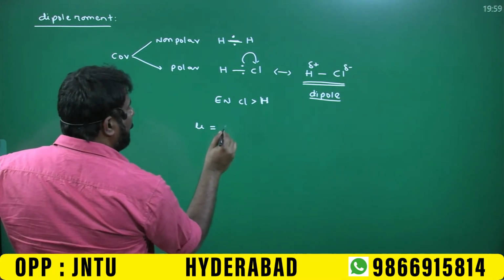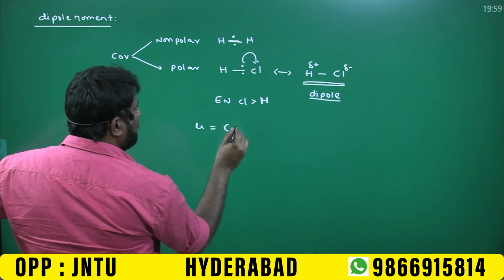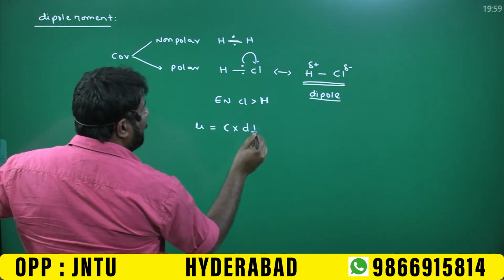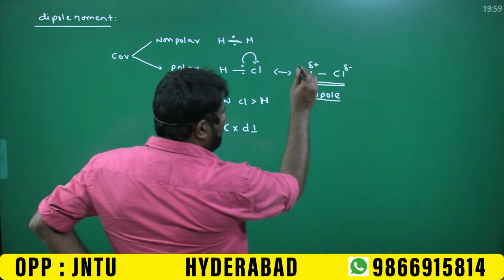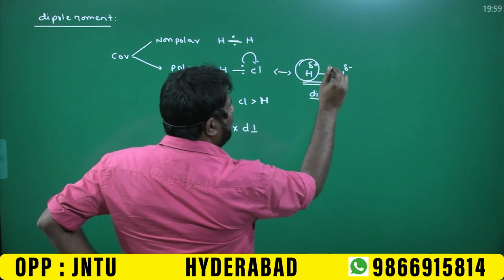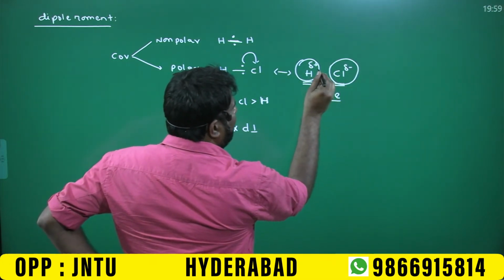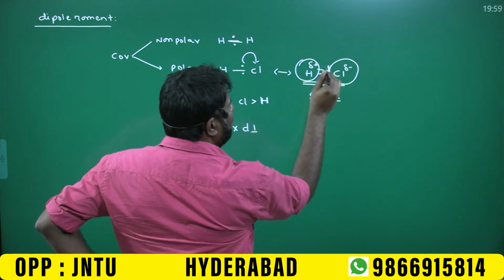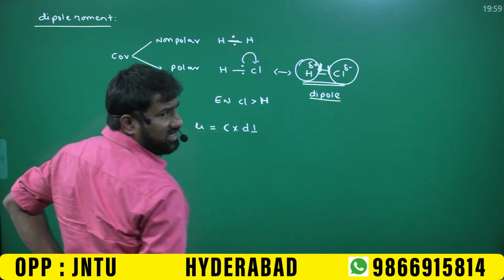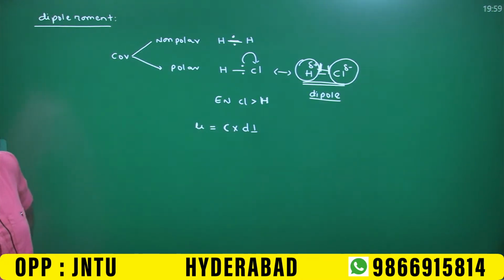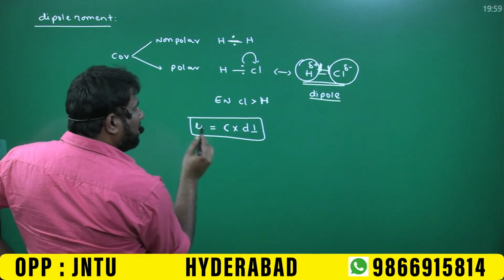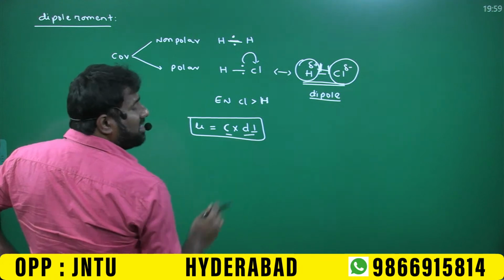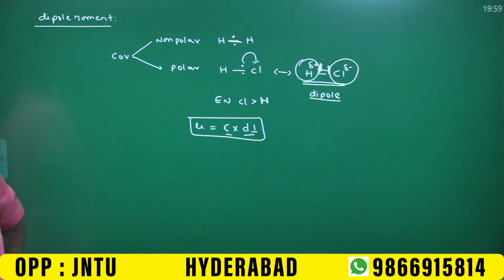The dipole moment is denoted with mu. Mu is the product of charge and the distance of separation, which is the perpendicular distance between the positive and negative centers. So the dipole moment is the product of charge and the perpendicular distance of separation.